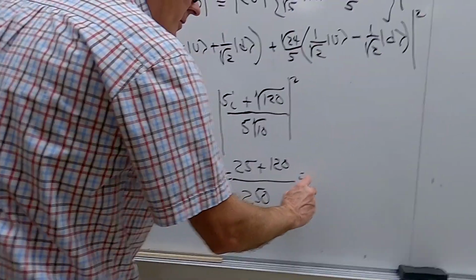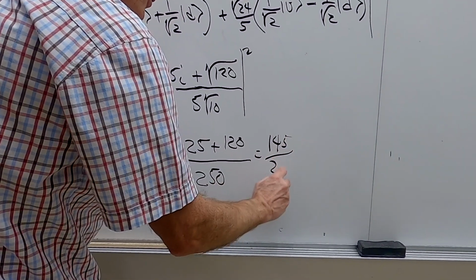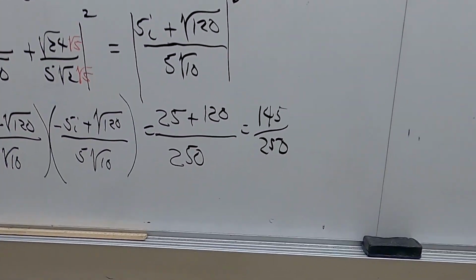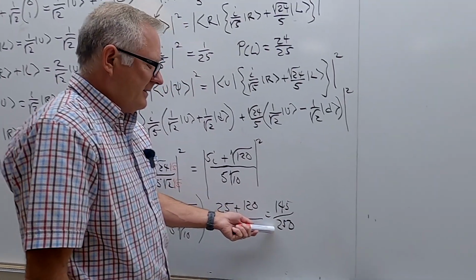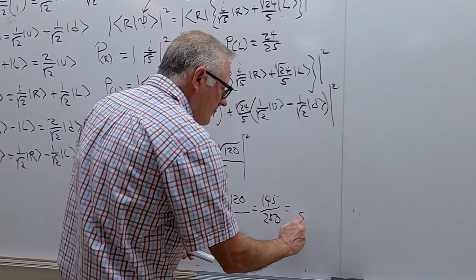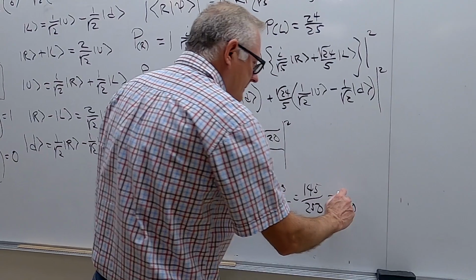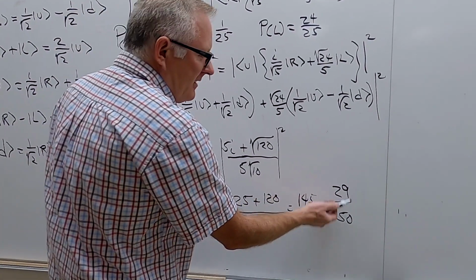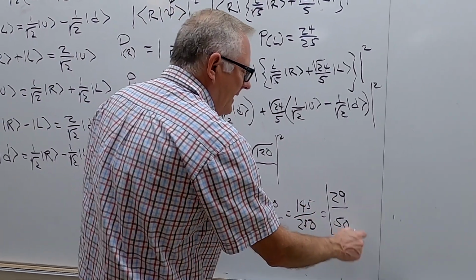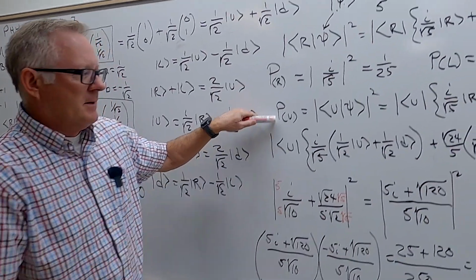So this would be 145 over 250. And I guess 5 goes into both of these. 5 goes into this 50 times, 5 goes into that 29 times. So that right there, it's a little over 50%, but that would be the probability of measuring up right here.